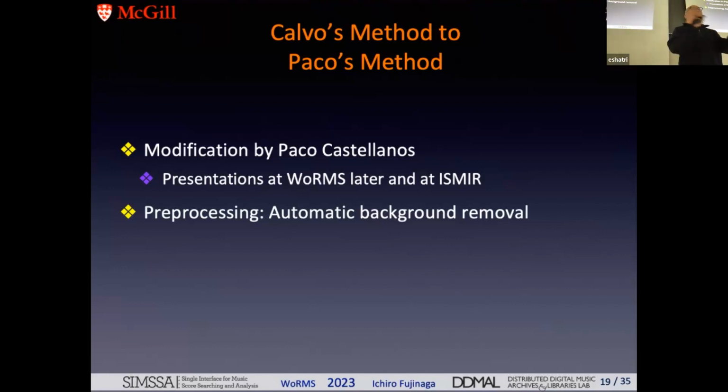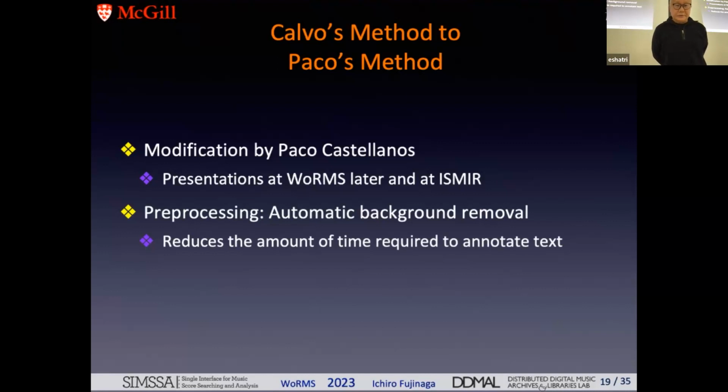Because if you think about it, the text is almost always against the background, right? So if you can remove the background, the text just surfaces by itself. You don't really have to separate it. So you can just put a box around it, and anything inside the box will be text. The background is not really there. So that reduces the amount of time required to annotate text.